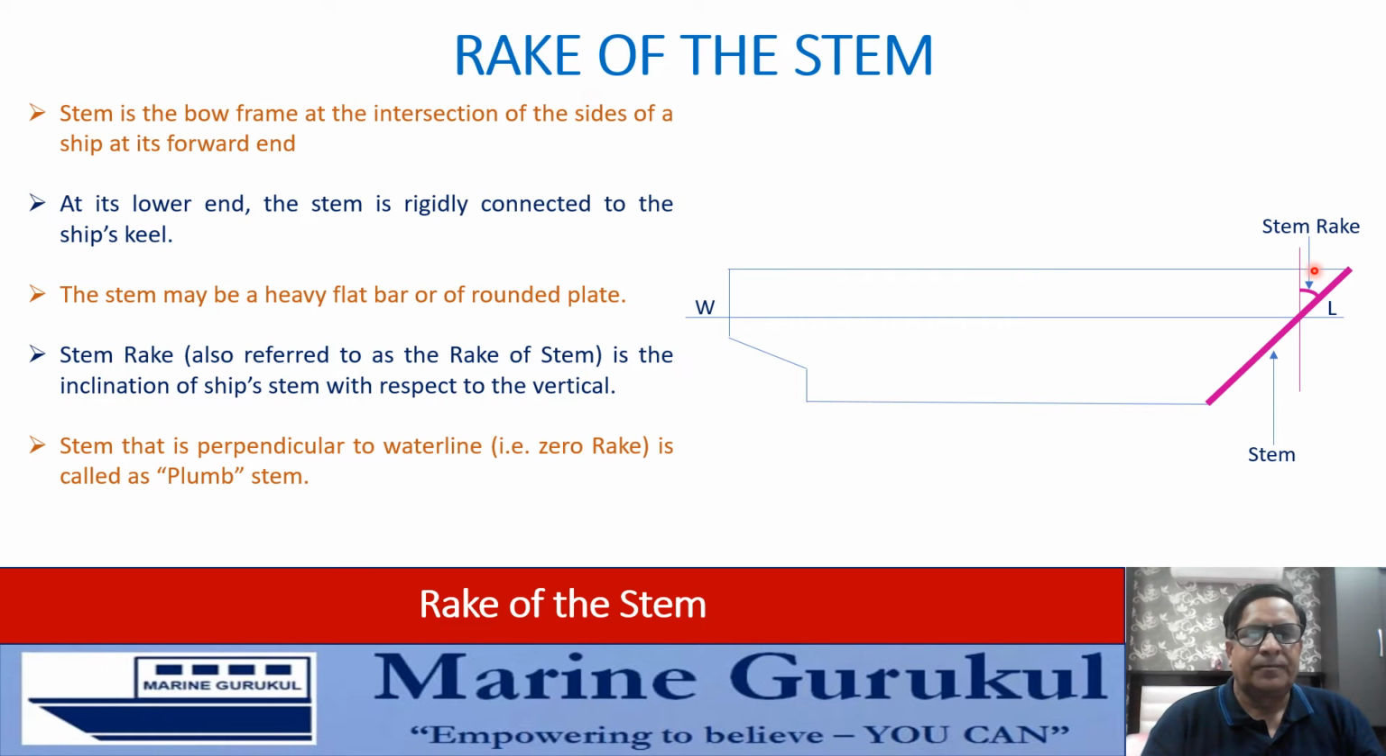This angle here that the stem is making with the vertical is the measure of the stem rake in this particular case. Stem that is perpendicular to the water line, that means has a zero rake, is also referred to as a plumb stem. Stem with a rake, as in this case in this drawing, is called a raked stem. So you may have a raked stem where you'll have some rake, or you may have a plumb stem where the rake would be zero.